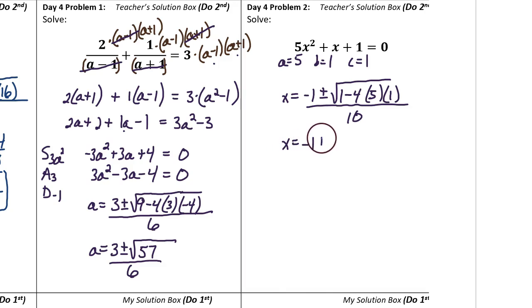Now we have negative 1 plus or minus the square root, and inside the square root, it ends up making negative 19. And that's all over 10. At this point, we see that we've encountered a problem. We cannot find a real number answer for the square root of negative 19. So if we're only allowed to use real numbers as our domain, we have to say empty set. In a future chapter, we're going to investigate what are called imaginary numbers, and at that point in time, we will be able to find some solutions to this equation.